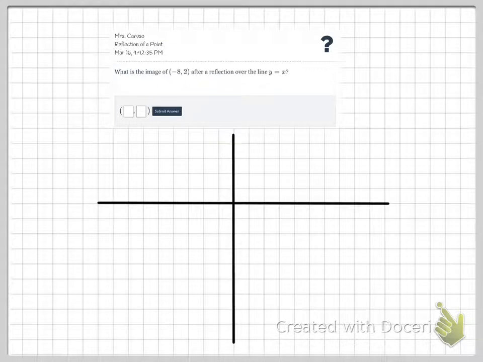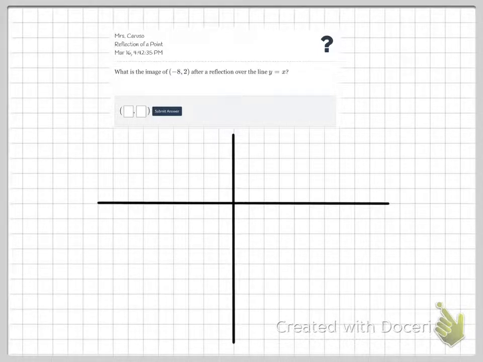Okay, so for the next one, I've actually put graph paper down because I was thinking it would probably be easier if you could see it happening. So with a problem like this, what is the image of (-8, 2) after a reflection over the line, not the axis, over the line y = x? I know we get a little woozy sometimes when it's reflecting over a line rather than the axis. That's okay. Just relax.